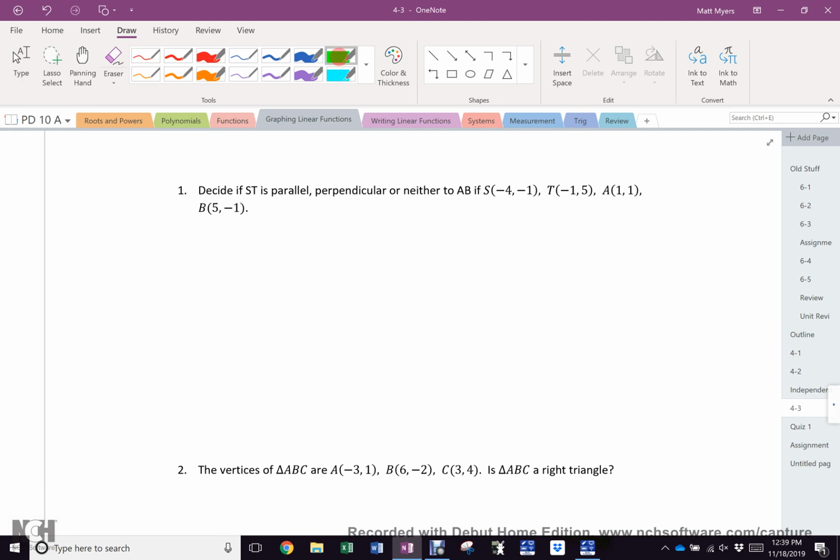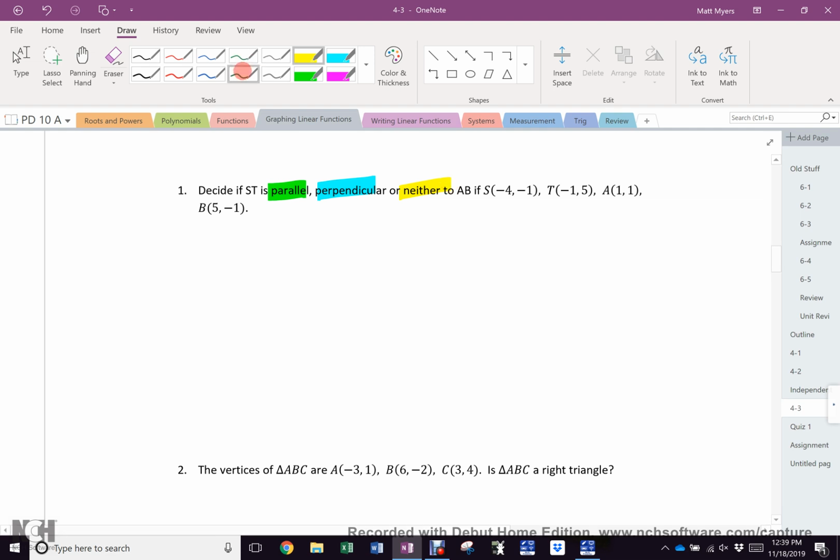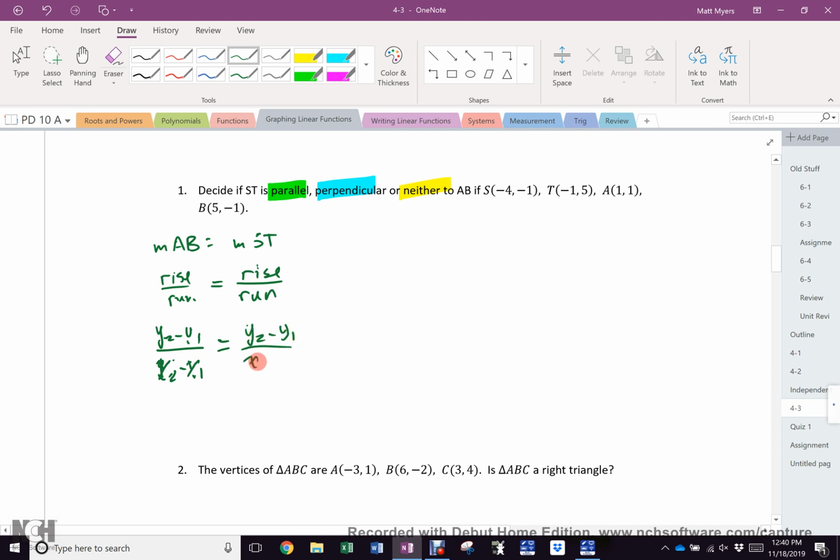I am asking you to tell me if line ST is parallel, perpendicular, or neither. If it is parallel, which I will write in green, then what do I know about the slopes? The M of AB would equal the M of ST, yes? Right? So the slope of AB would be what? Rise over run, which doesn't really help us because it's not graphed, is it? So what would be a better way to find the slope of AB? Right! The y2 minus y1 over x2 minus x1 of AB would equal what? The y2 minus y1 over x2 minus x1 of ST, yeah?